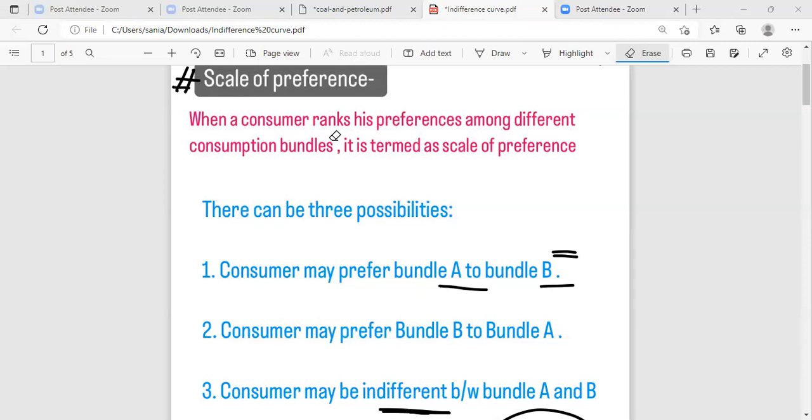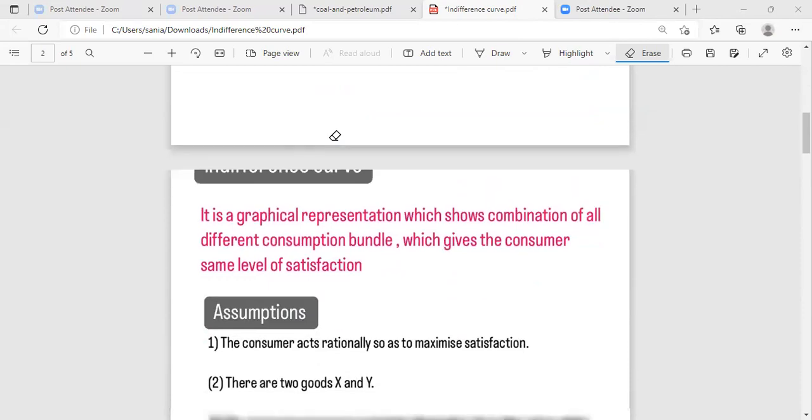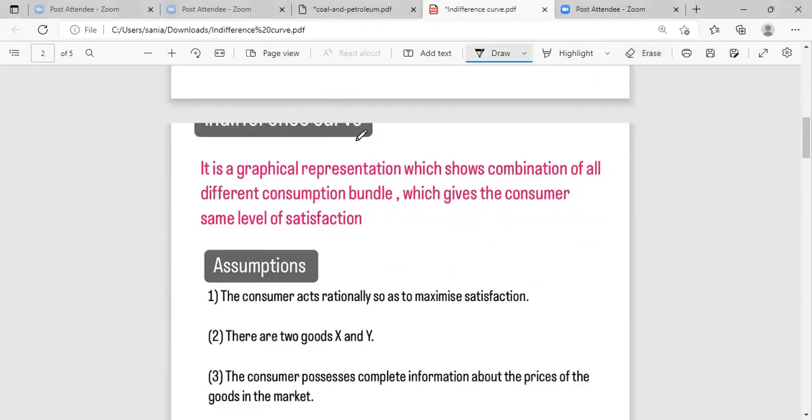Okay, good. Now we are going to do the next one, which is, first of all, we will define what is your indifference curve. Okay, though it is missing here. So here I have written indifference curve itself. So ma'am, what is indifference curve?